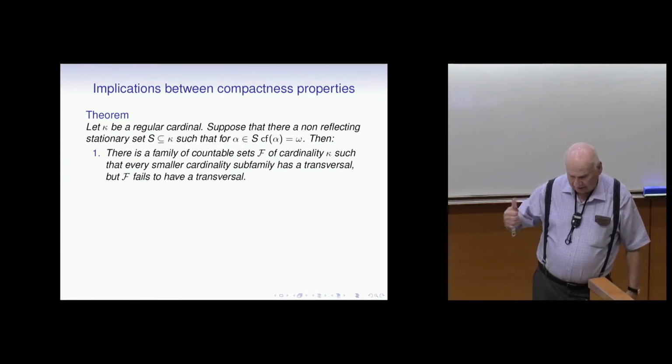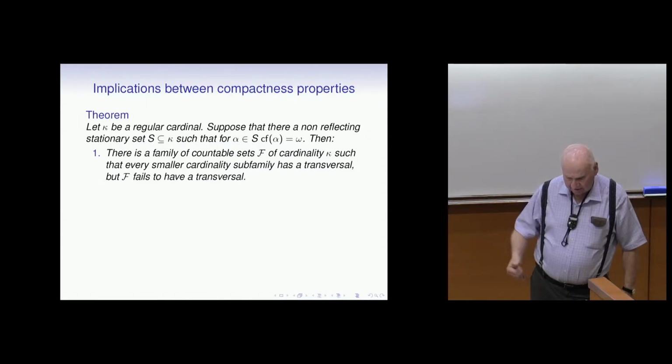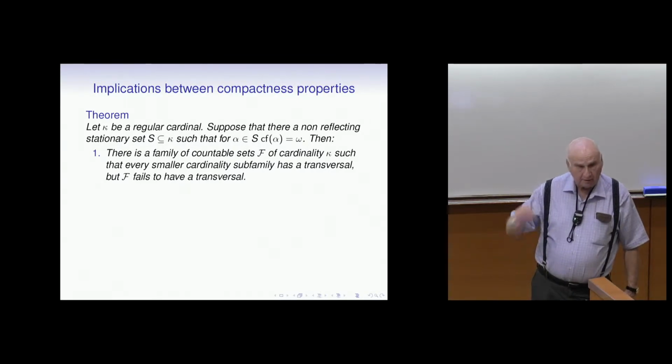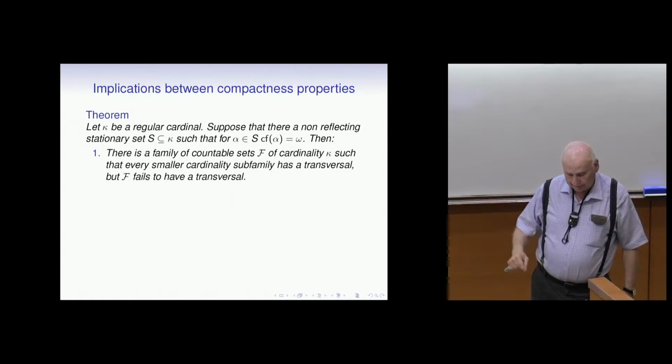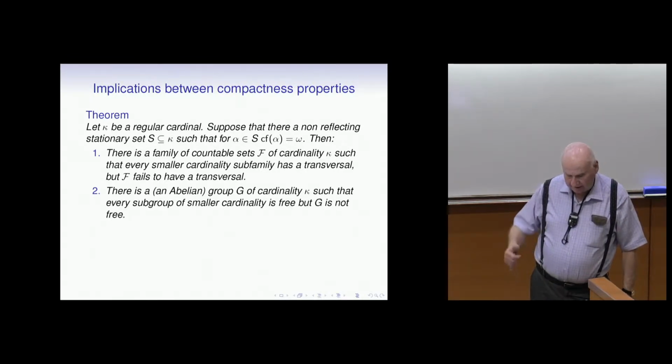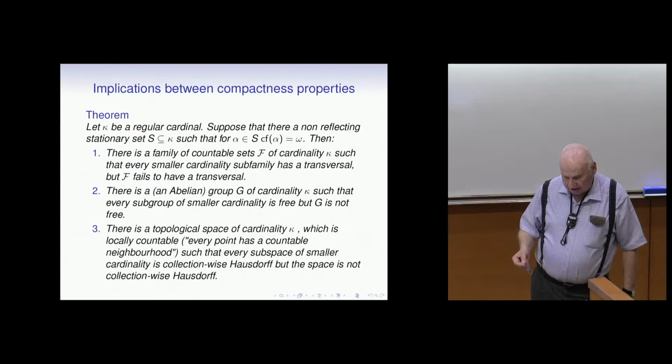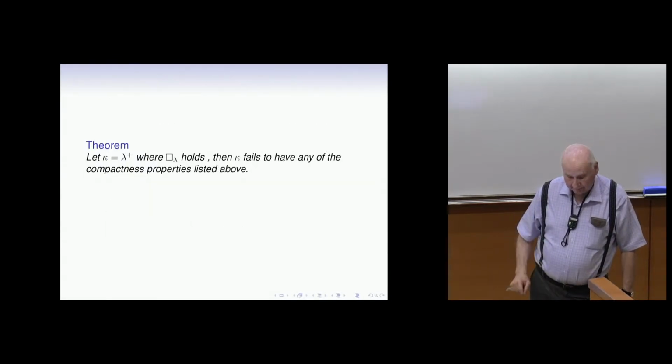There is a family of countable sets of cardinality kappa such that for every smaller cardinality subfamily you can have a one-to-one choice function, but you fail to have it for the whole family. There is a group of cardinality kappa such that every smaller subgroup is free, but G is not free. There is a topological space which is locally countable, every point has a countable neighborhood, so that every subspace of smaller cardinality is collection-wise Hausdorff, but the space is not collection-wise Hausdorff.